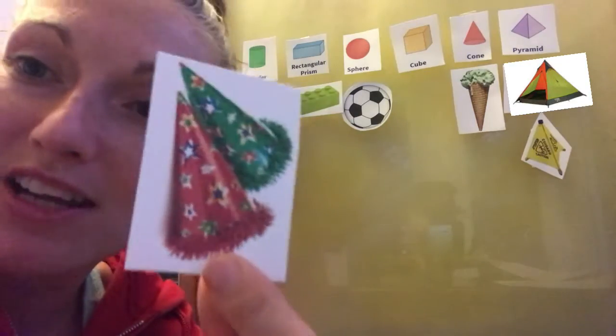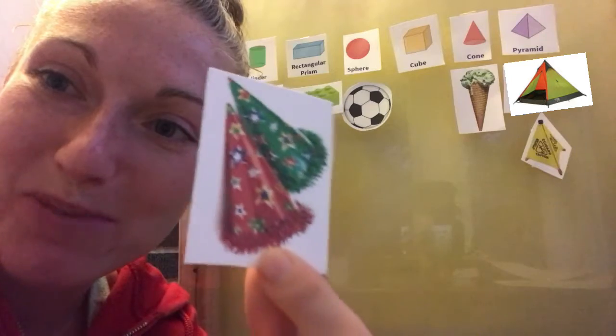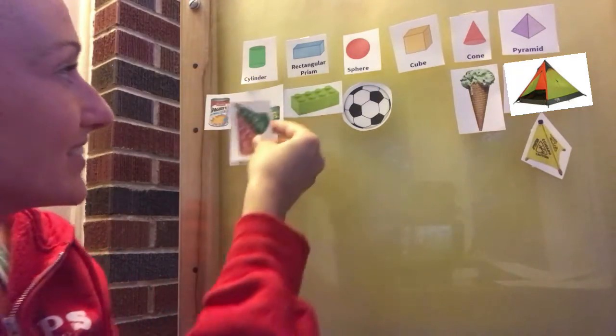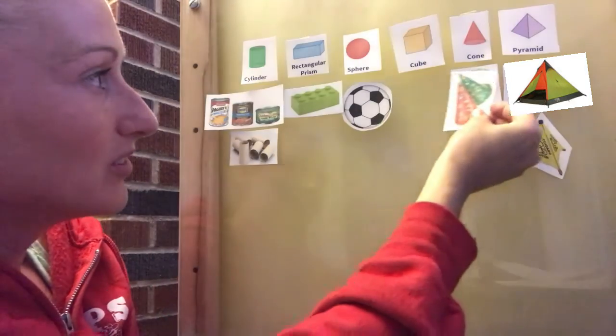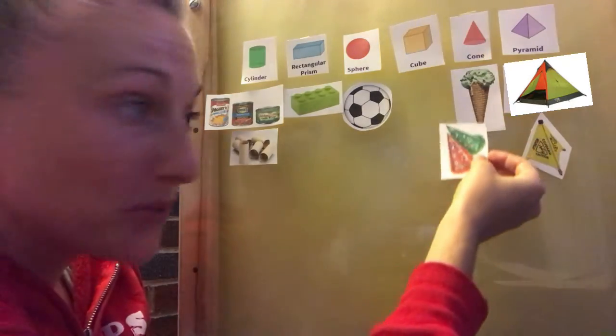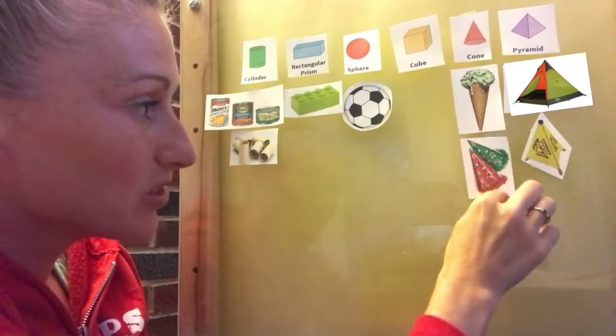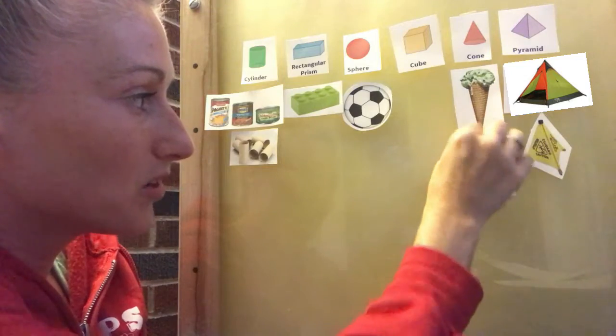Oh, party hats. Birthday hats. What shape is a birthday hat? Take a look. Oh, look at this. If you said a cone, you are right. It has a circle on the bottom and then it goes all around. It's circular and it has a point on the end.